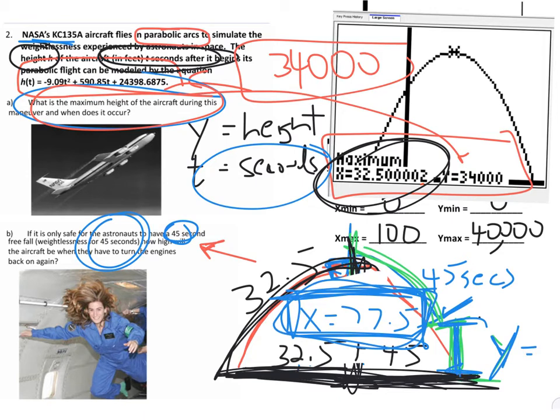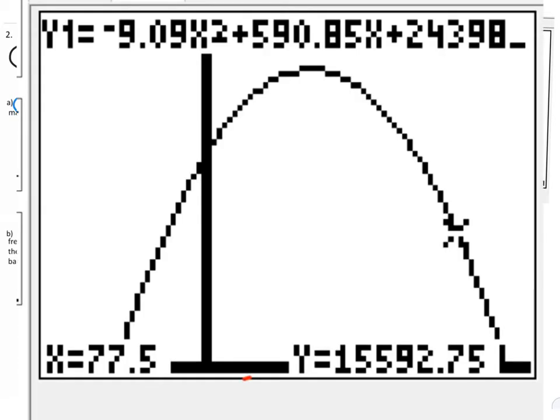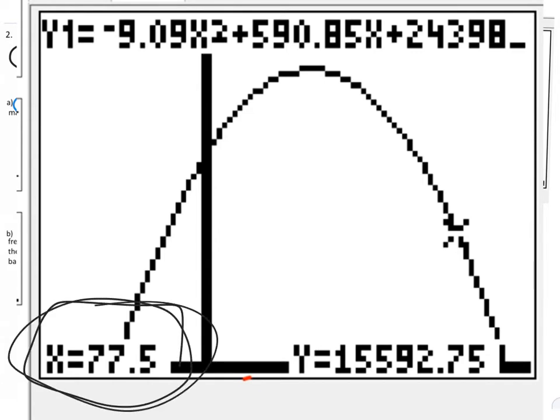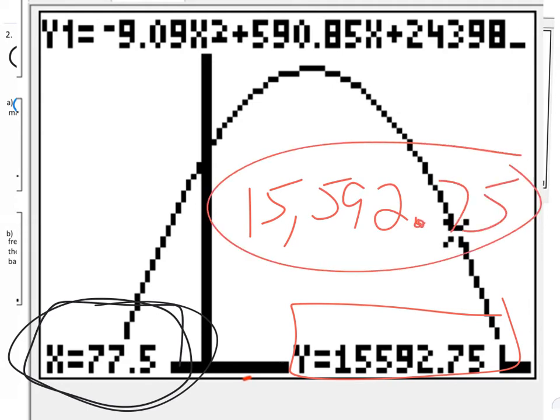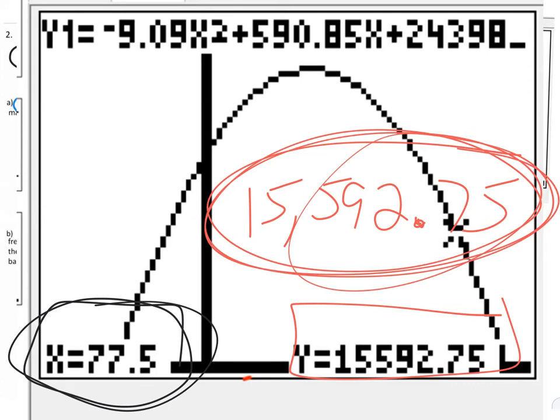What is the height of the plane 77.5 seconds into the flight? So you can either go into your table of values and start your table at 77.5, or you can go to second calculate and option 1 is value, type in x is 77.5, and here is y. Here's the height of the airplane, 15,592.75. So there's another example of using a quadratic equation to model an everyday life scenario.